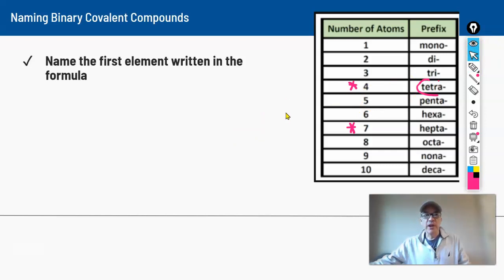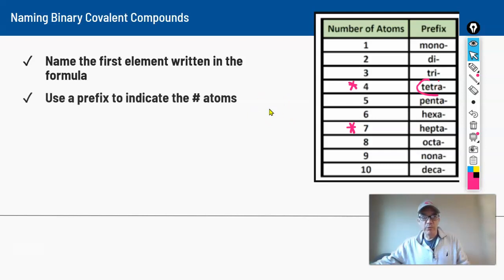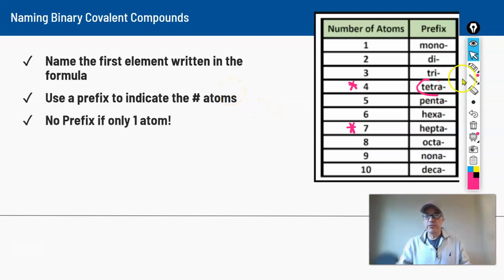So if we have a covalent compound, we have some rules for being able to write the name of it properly. Right? So simply we write the name of the first element, just write it down, and then we stick a prefix on it to indicate the number of atoms that we have, unless there's only one atom. So if there's only one atom, we don't use the prefix mono to tell how many we have.